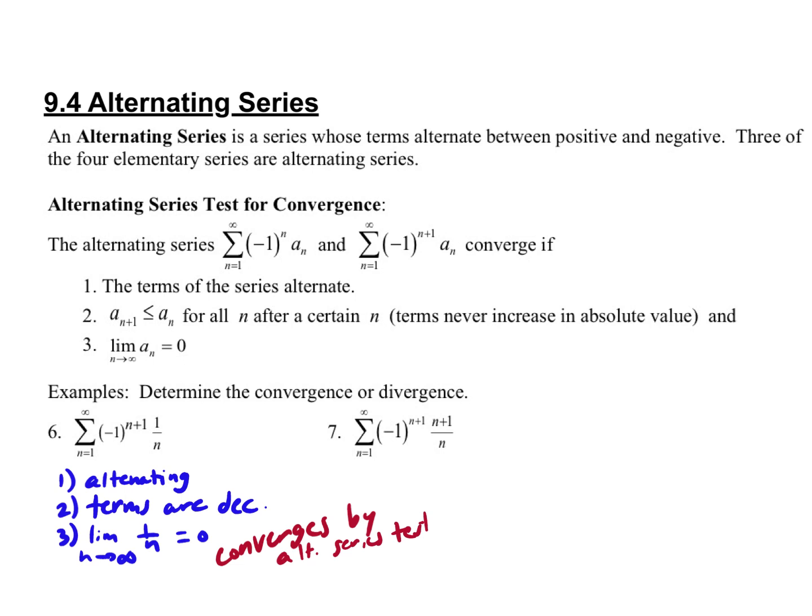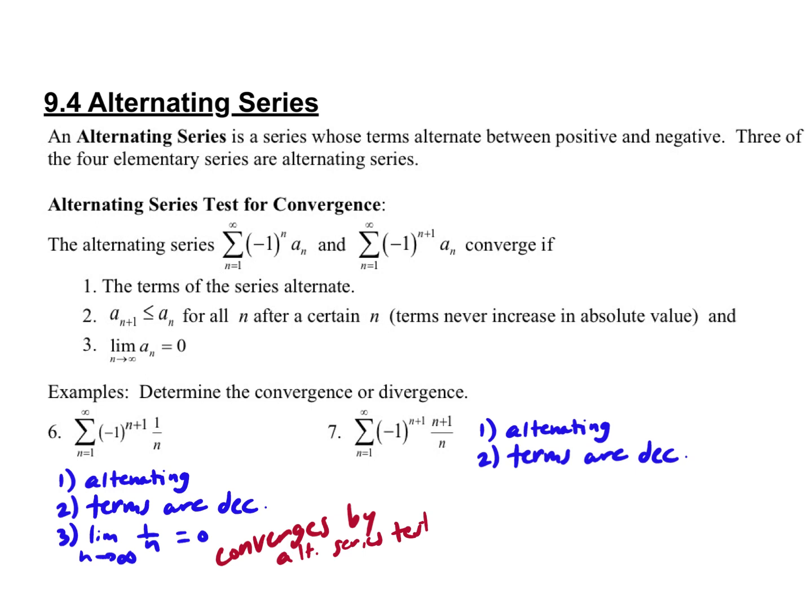Okay. All right, for the next one, we'll go through this one a little bit slower. It is alternating. Okay, it's alternating because of this. Is it decreasing? So if I plug 1 in, I get 2 over 1. Plug 2 in, I get 3 over 2. So it went from 2 to 1.5. Then I plug 3 in, I get 4/3. So 1.3 from 1.5. Yeah, it seems like it's decreasing, so we're good there.